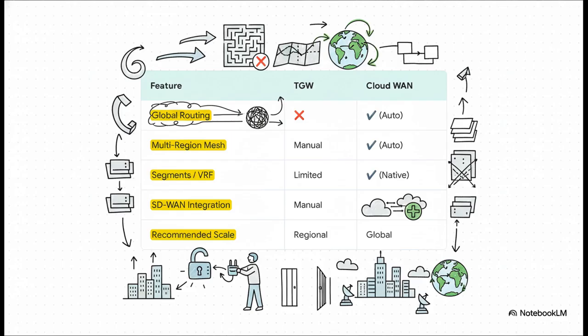How about segments, that VRF-like capability? TGW has some limited options with route tables, but Cloud WAN has powerful native support that's way easier to manage. And the SD-WAN integration? We'll get to that in a sec, but it's a huge difference. The pattern here is crystal clear. TGW is a great tool for one region, but Cloud WAN is purpose-built for the global enterprise.